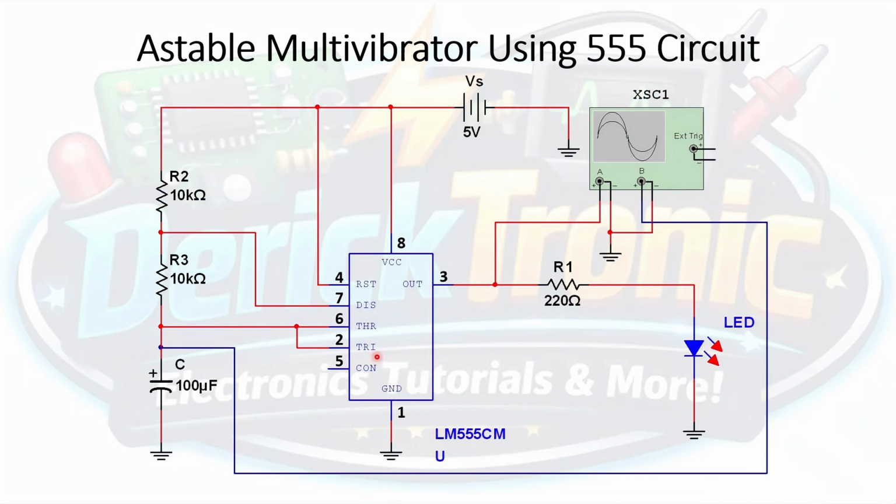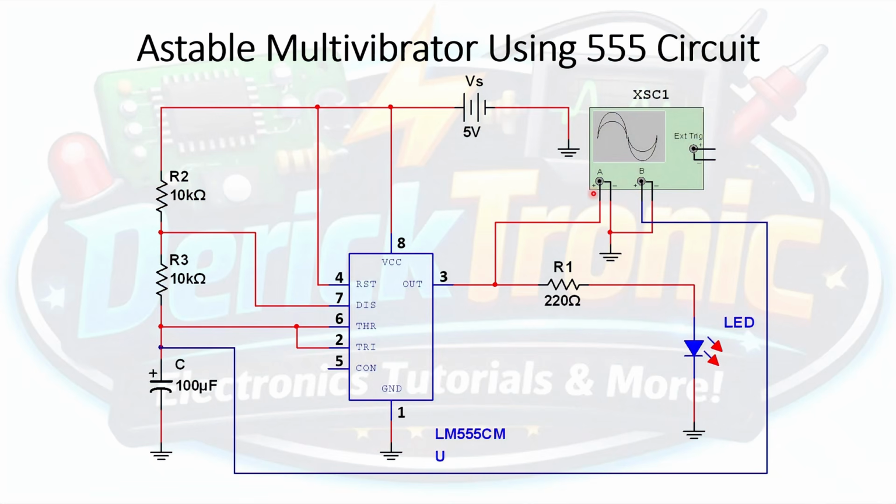Now, the other pins of the 555 timer are connected as follows. Pin 4, the reset pin, is connected to the 5-volt source. Pin 7, the discharge pin, is connected to the junction between R2 and R3. The threshold and trigger pins, pin 6 and pin 2 respectively, are connected to the junction between R3 and the 100 microfarad capacitor. And as you can see, pin 5, the control pin of our 555 timer, has nothing connected to it. Actually, that control pin is optional. I'll explain that in the next slide. Why is that so?